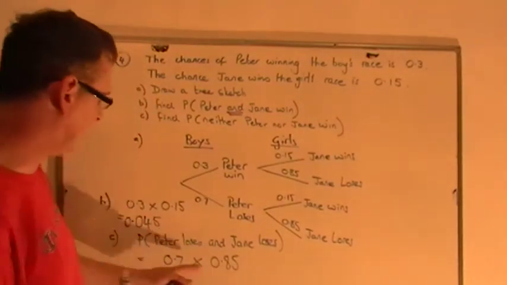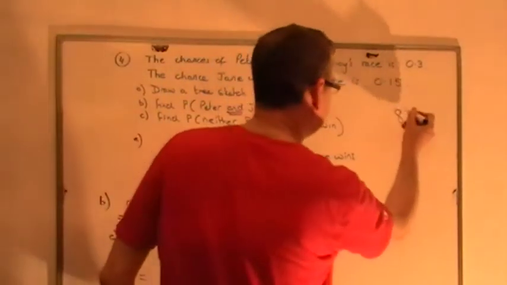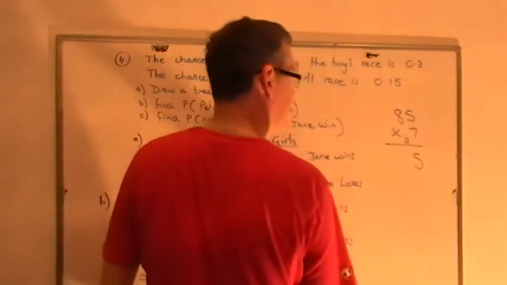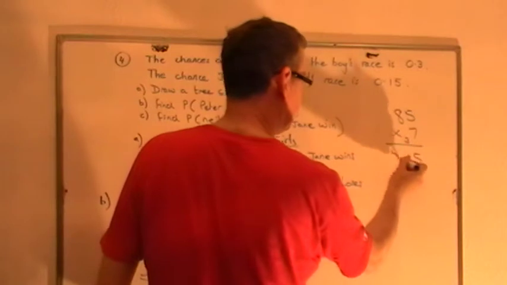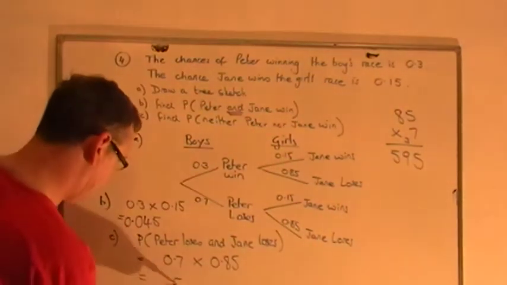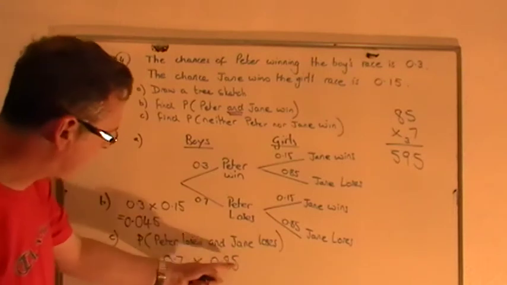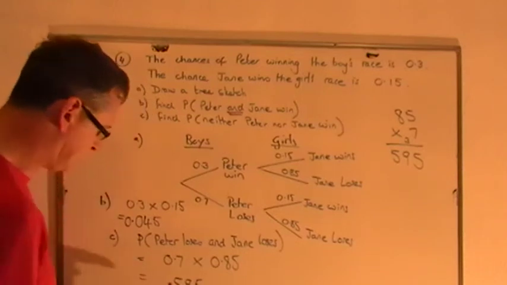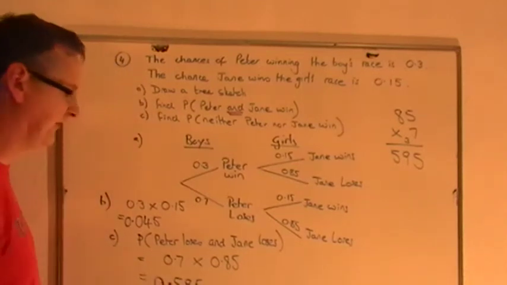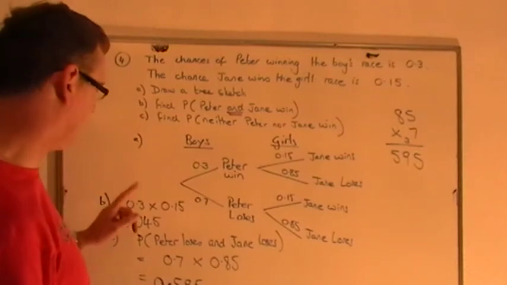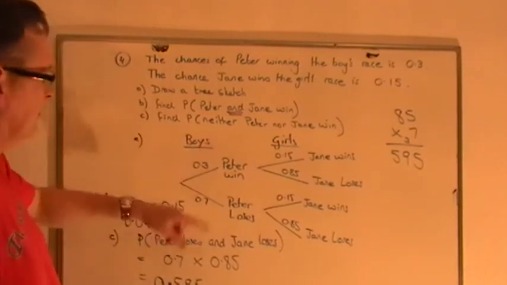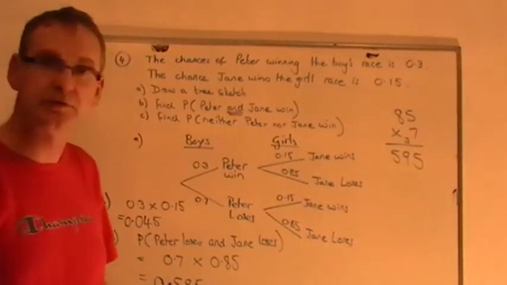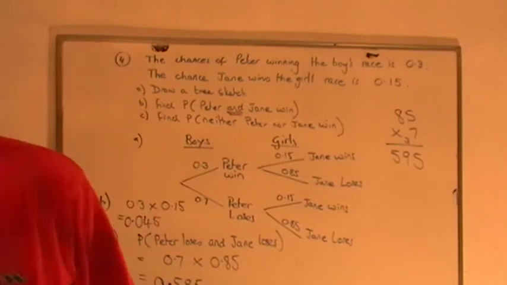Now what you need to do is 85 times 7. Let's do that over here. 85 times 7. No calculator. 5 7's 35. 5 down, carry the 3. 8 7's are 56. Add the 3, 59. So you get 595 like so. 1, 2, 3 decimal places. I don't need to add any zeros. I just need to put the point there. There you go, there's a 0.595 chance that Peter loses and Jane loses. In other words, neither Peter nor Jane win their race. And that's the end of this decimal tree sketch probability question.